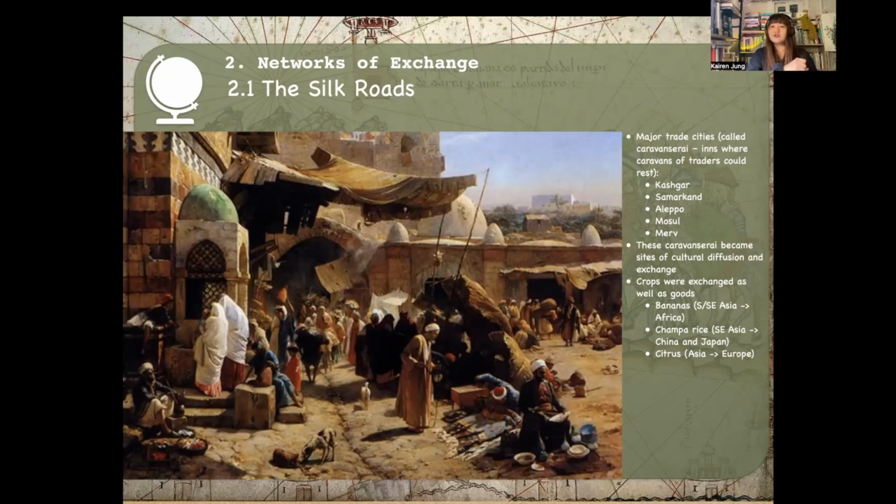For example, bananas traveled from South or Southeast Asia to Africa. Champa rice traveled from Southeast Asia to China and Japan. And then citrus went from Asia to Europe. Just all over the world, there was a lot of crop exchange as well as goods.